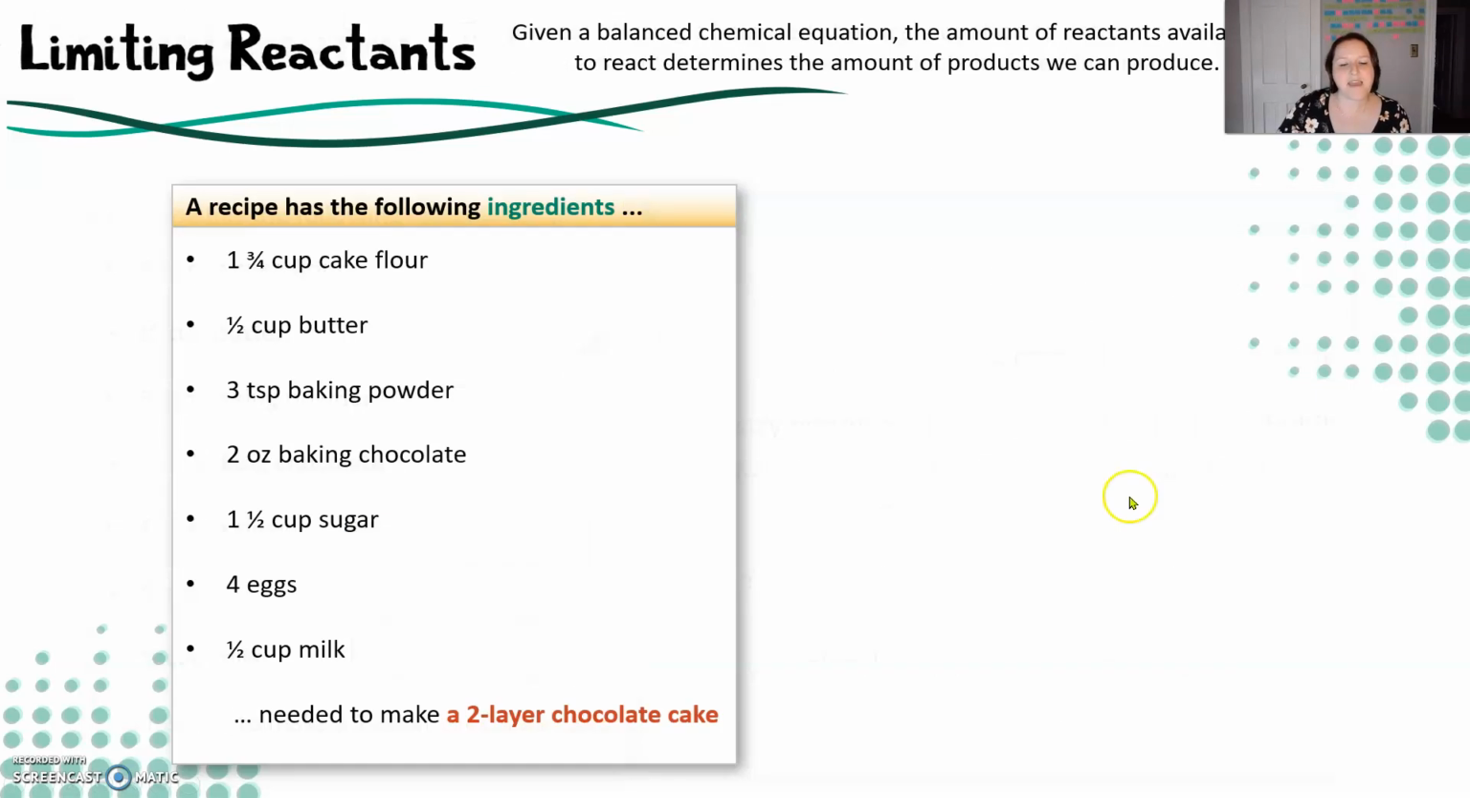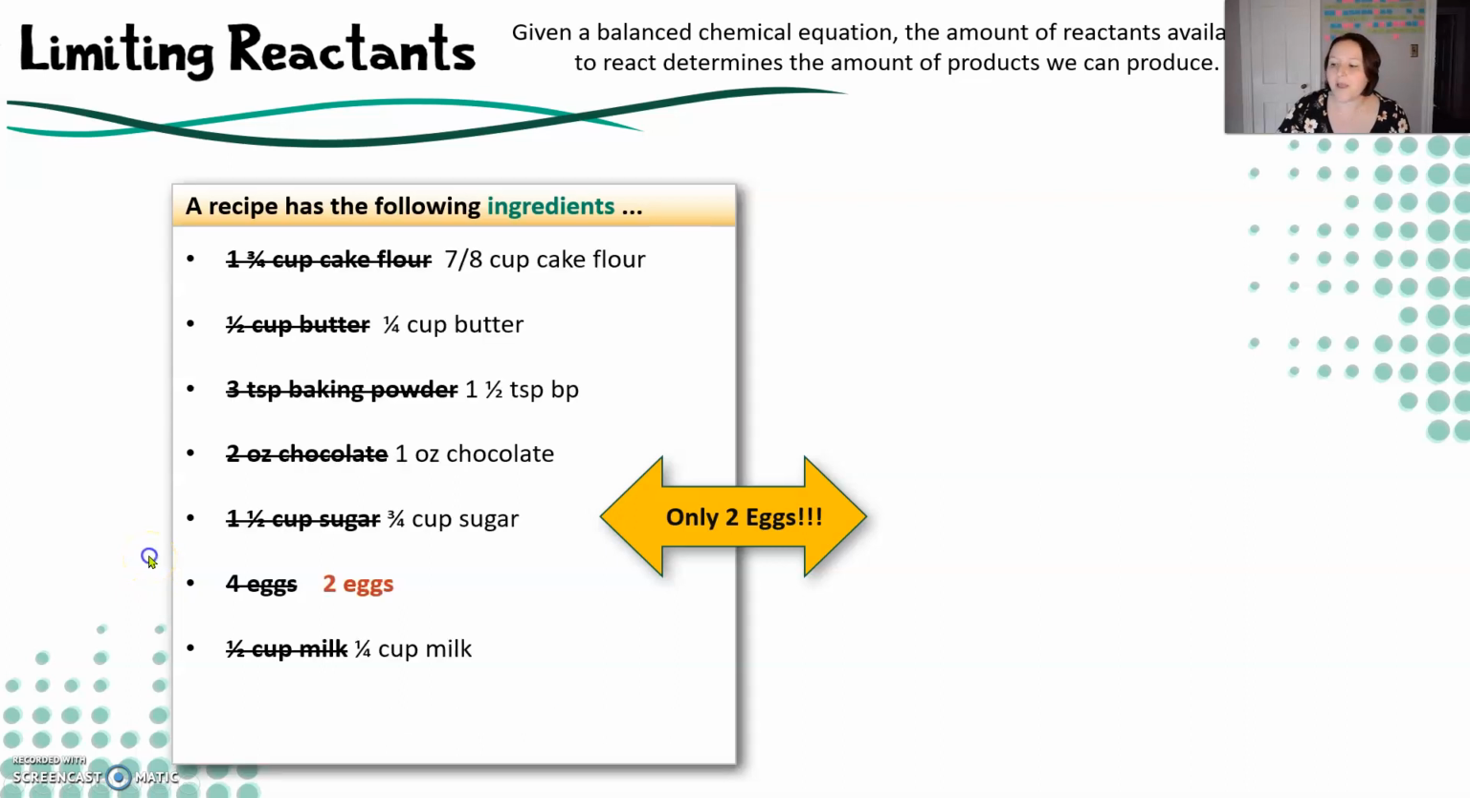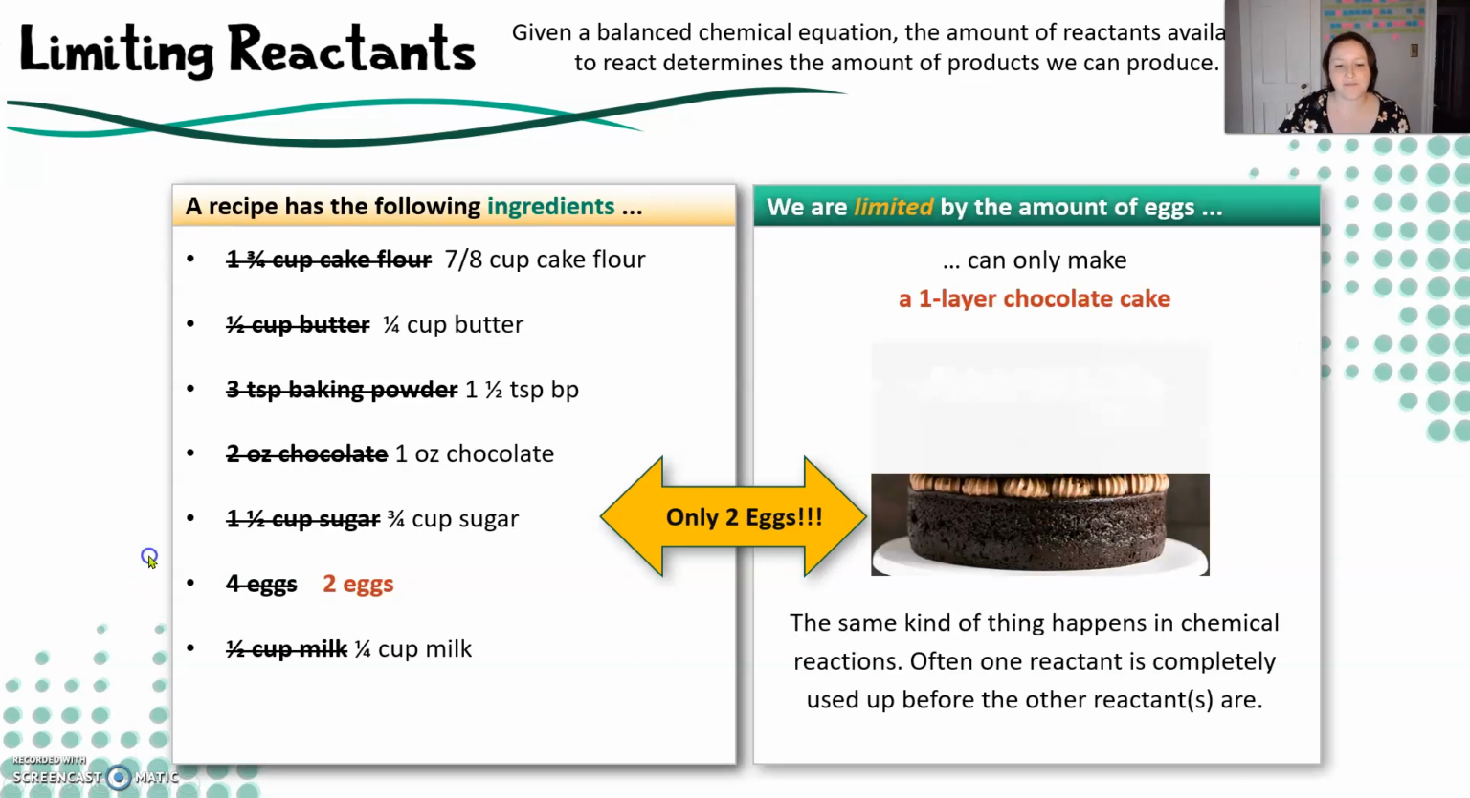But what if you go to make your chocolate cake and you gather your ingredients and you realize you only have 2 eggs? Since the recipe calls for 4 eggs, but you only have half of the required amount, then you can only make 1 layer of the chocolate cake. As chemists, we say you are limited by the number of eggs you have. You still have enough ingredients to make a chocolate cake, but you will need to scale back all of the other ingredients by half and only make half of the chocolate cake recipe.